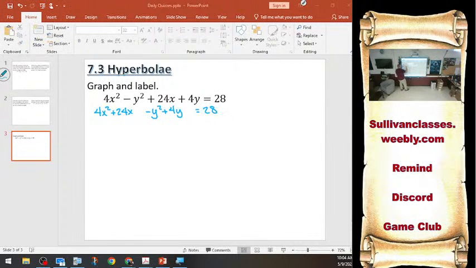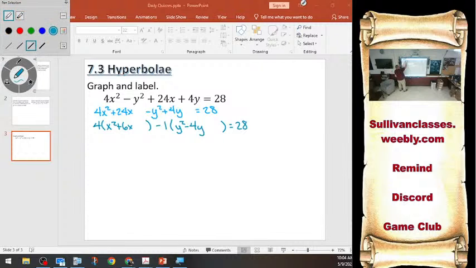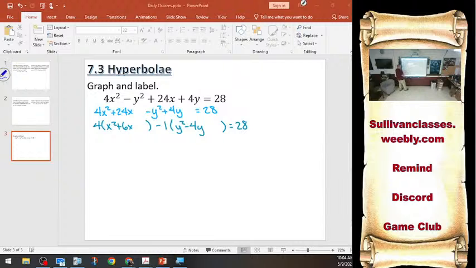Factor out so I can remove an a value and say 4 by x squared plus 6x, leave a space to complete. Take out a negative 1, y squared minus 4y is 28. Be careful with your signs. I complete the square. Half of 6 is 3. 3 squared is 9. I didn't really add 9. I added 36.